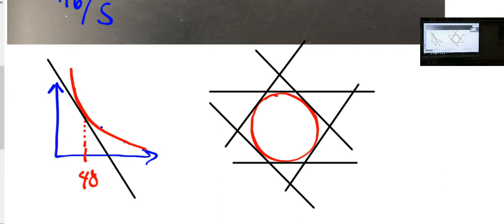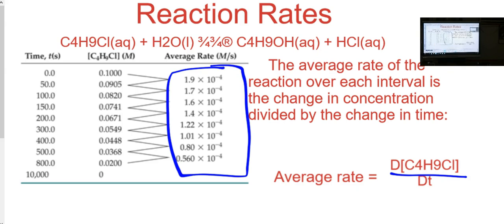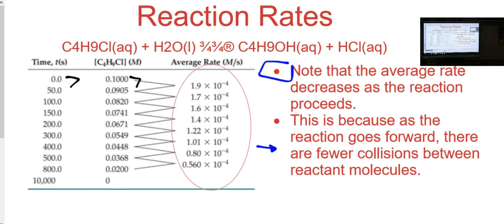We rarely define the rate by what happens at the end, because we don't care. What we really care about is when there's high concentrations of stuff, how fast does this reaction happen? Easy enough? All right, so the average rate of this reaction over each interval is the change in concentration divided by the change in time. So it's dx over dt. Essentially, x would be the thing you're testing.